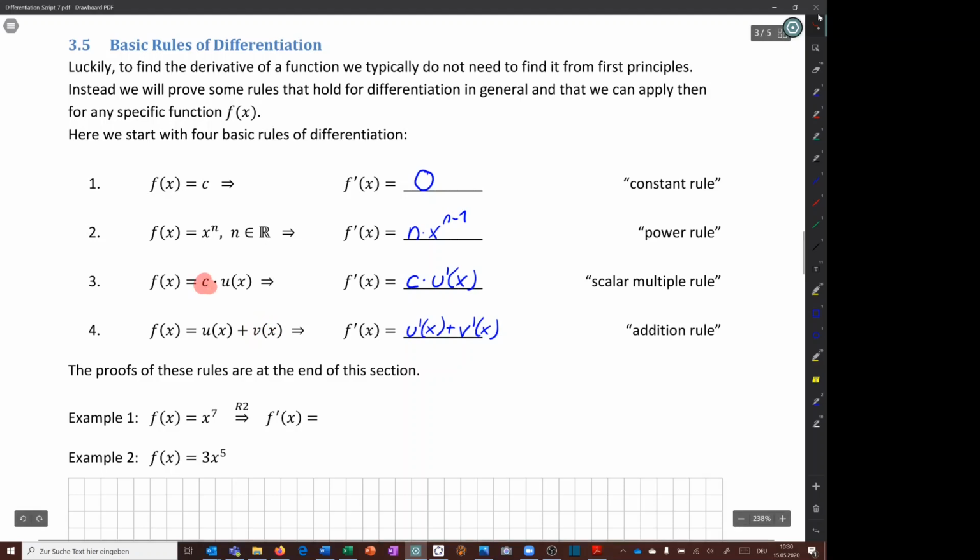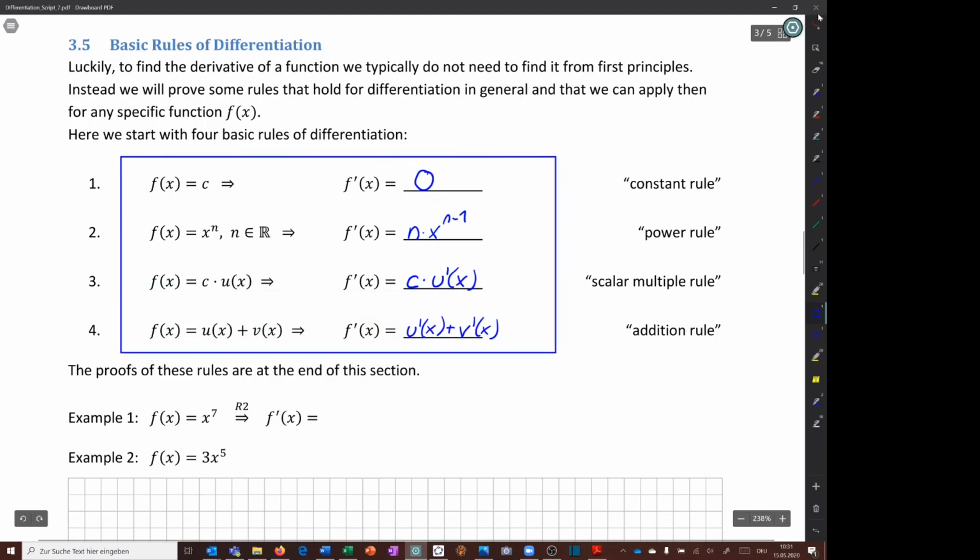Here also c times u of x, so I sort of can ignore the c. I just have to take the derivative of this u of x. Once I found that one, the u dash of x, I just add again the c times in front. We will see that this does not apply in more complex situations. But here, for these simple types of operations, this holds. So these are these rules.